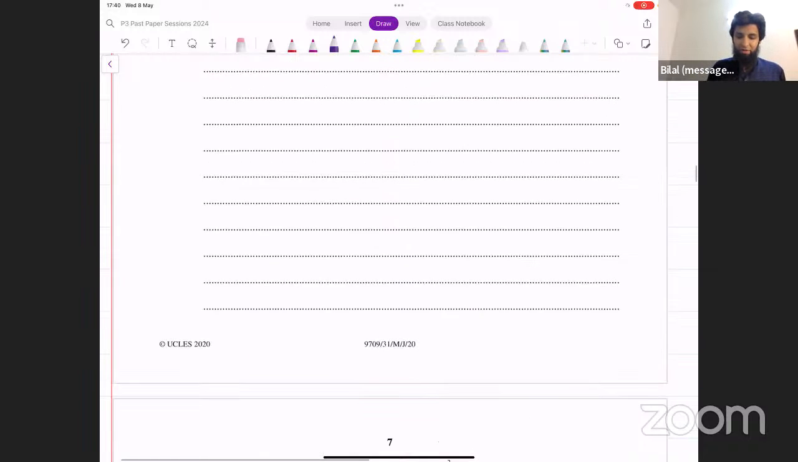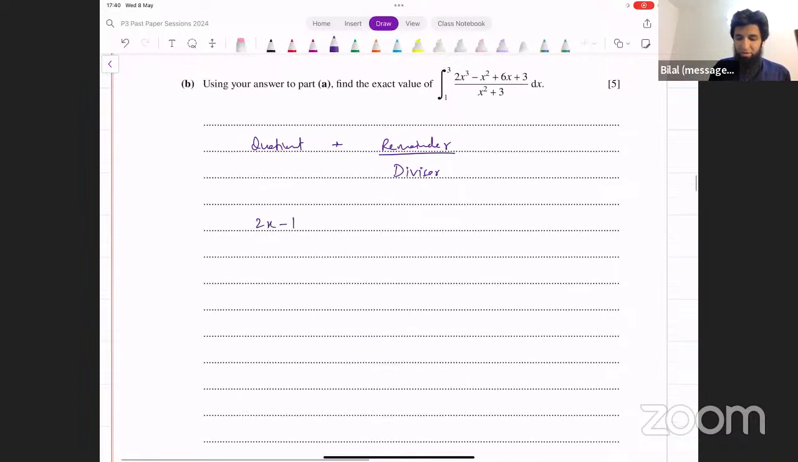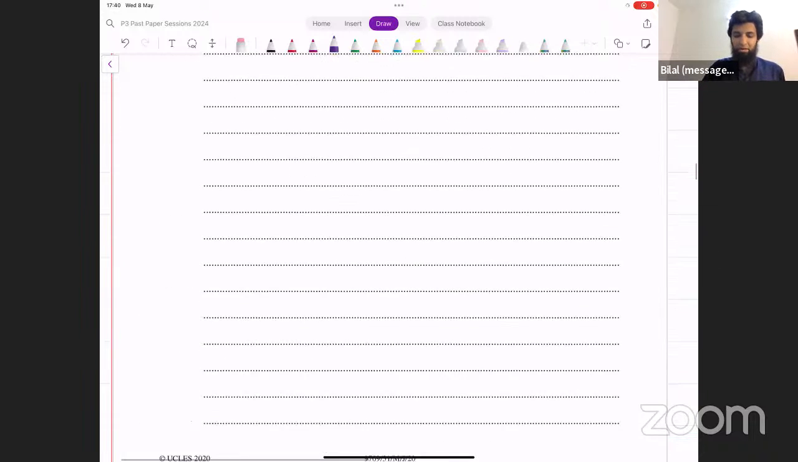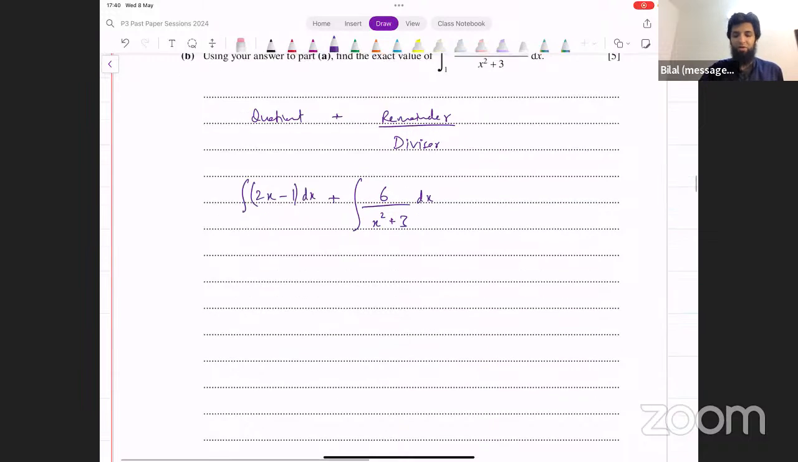What's the quotient? We found the quotient to be 2x minus 1. So we say we've got 2x minus 1 plus remainder. Remainder is 6 over the divisor. Divisor is x squared plus 3. Now just integrate both of these parts separately, integrate 2x minus 1 separately, integrate this fraction separately, and input those limits. The limits are from 1 to 3. We'll do that at the end.